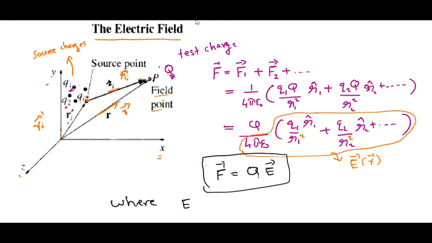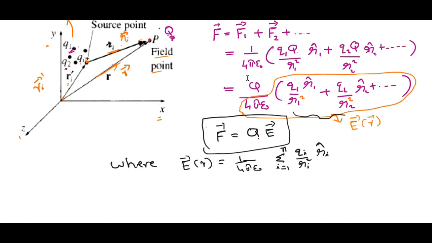the vector E of R is equal to 1 by 4 pi epsilon 0 times a summation over i equal to 1 to n, if there are n charges, of Qi divided by Ri square, Ri cap. This E is called the electric field of source charges.